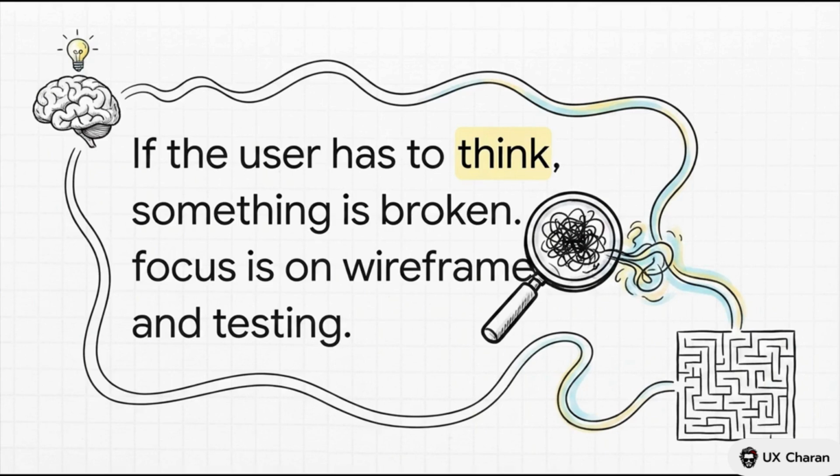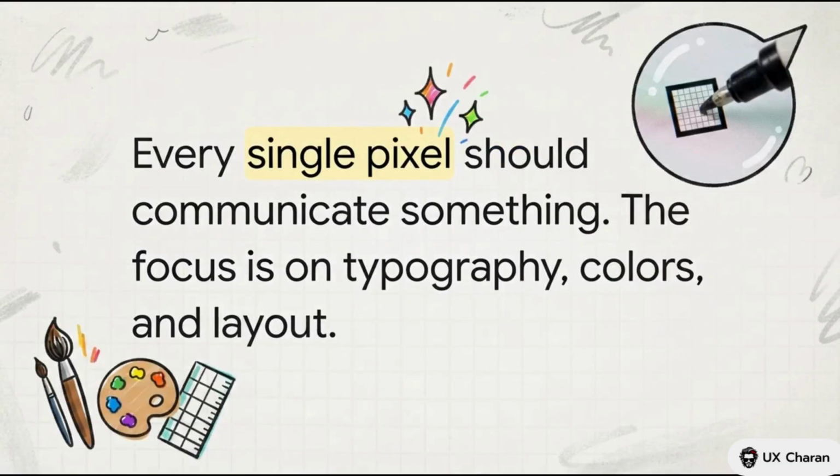Say 30% of users on a food delivery app abandon their cart at the address screen. A UX designer interviews users and might discover, hey, people absolutely hate retyping their office address every single day. So the fix? Drawing out wireframes for a saved addresses feature. Notice how absolutely 0 colors or fonts were involved in solving that massive problem. Next up is the UI mindset, which is all about every single pixel should communicate something.